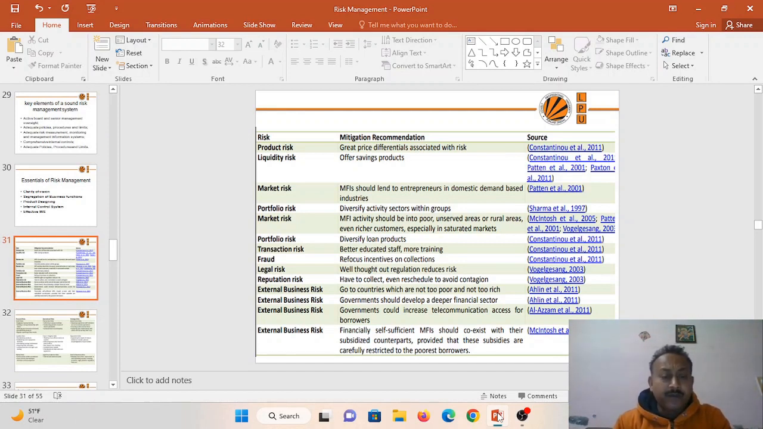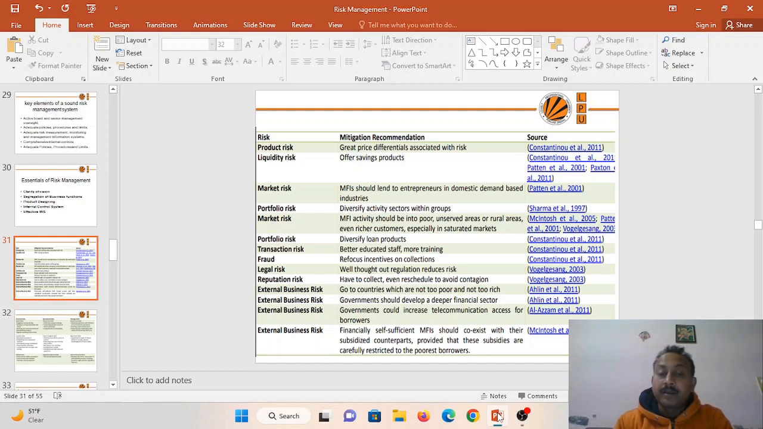You see here in the first column, it is all various types of risk, which includes product, liquidity, market, portfolio, transaction, fraud, legal, reputation, external business risk. You see all types of risks have been defined here, followed by mitigation recommendations. What type of strategies can we bring in place to avoid these risks?